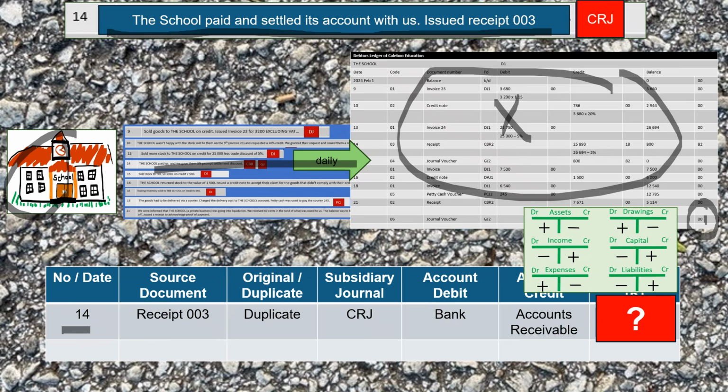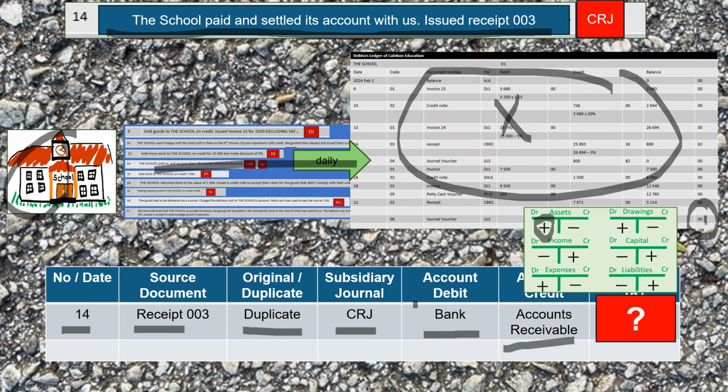The date was the 14th. They paid us. We issued them a receipt. We left with the duplicate. Our bank balance is going to increase, so it goes in the cash receipts journal. Bank, the account gets debited because bank is an asset. Increase in assets, the rule says debit.